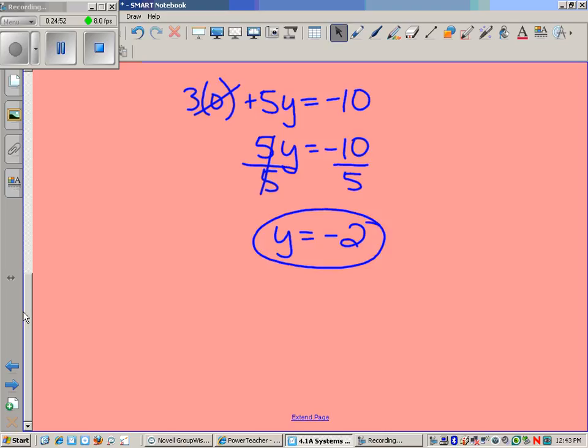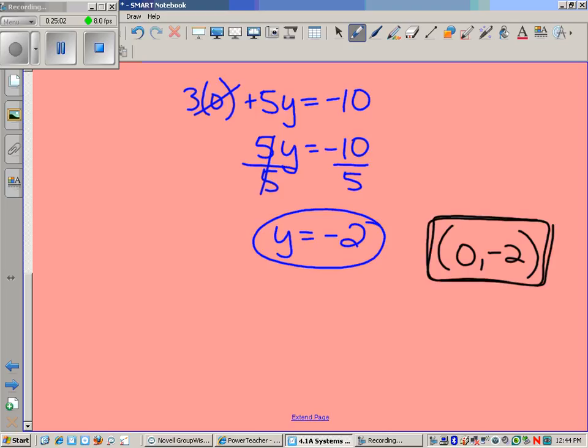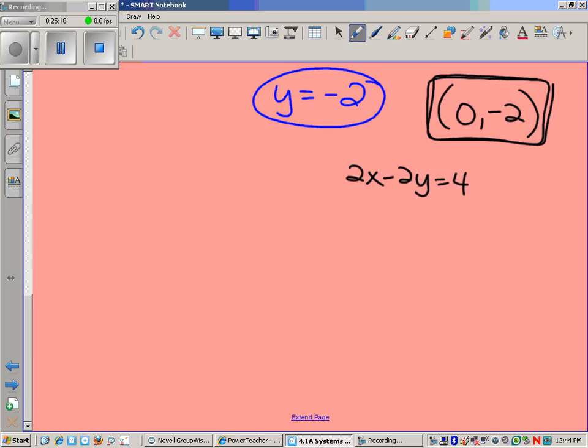Do I have an x and a y? So my solution to this system of equations would be (0, -2). I can get 100% of my homework by checking that answer. We use the top one to get the y. So could I use my bottom one to check? My bottom equation was this, 2x minus 2y equals 4, right? Could I plug in my numbers and see if it works?